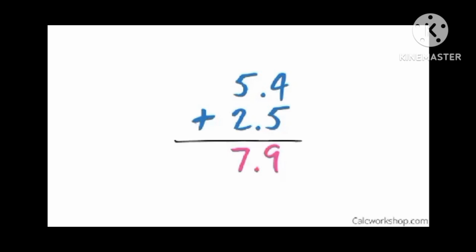Let us move on to an example of addition of decimals. 5 plus 2 equals 7. 4 plus 5 equals 9. So, the answer is 7.9.